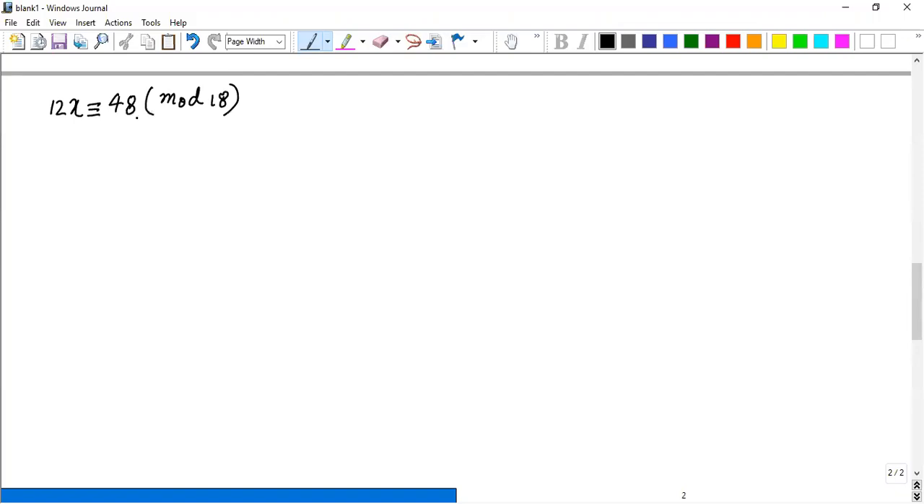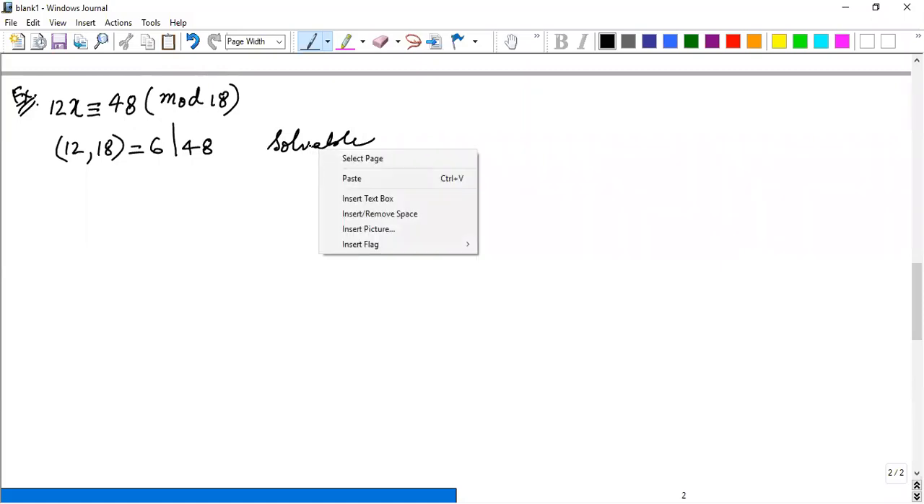First, we will see whether this linear congruence is solvable or not. So the GCD of 12 and 18 is 6, which divides 48. So it means this linear congruence is solvable.